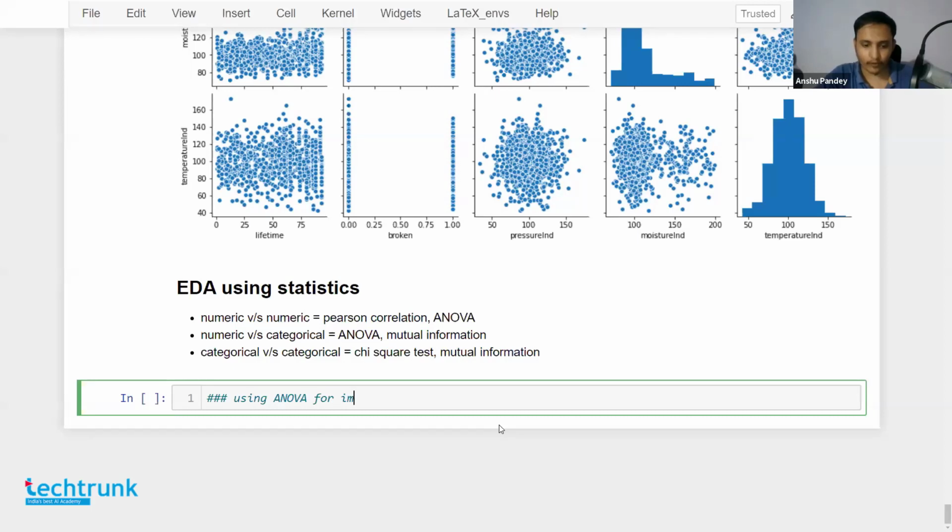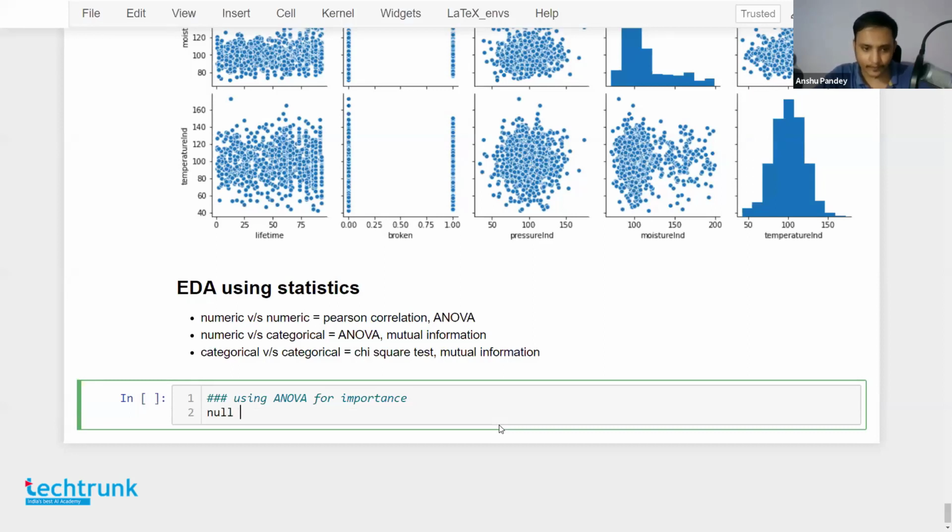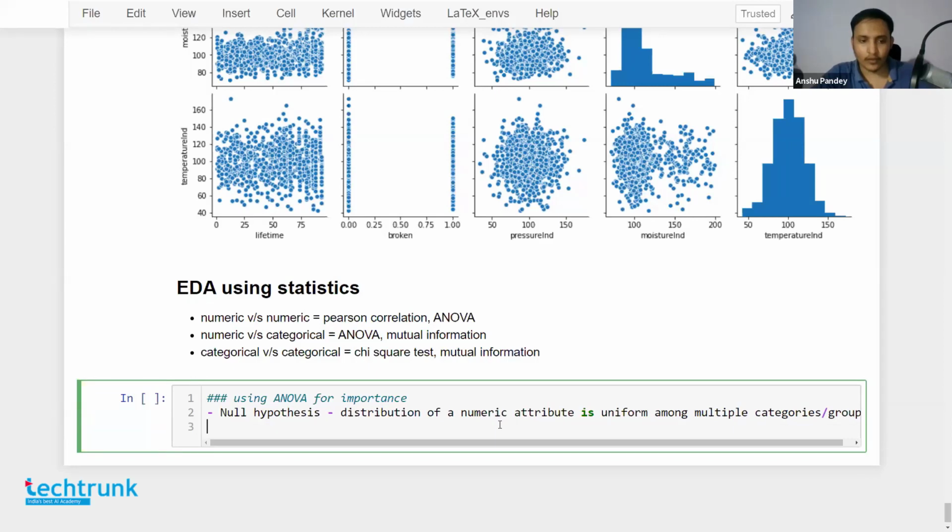for importance, right? So ANOVA simply uses a null hypothesis, a simple null hypothesis that the distribution of a numeric attribute is uniform among multiple categories or groups, right? And the alternate is just that it is not uniform. You can say the alternate hypothesis is not uniform.